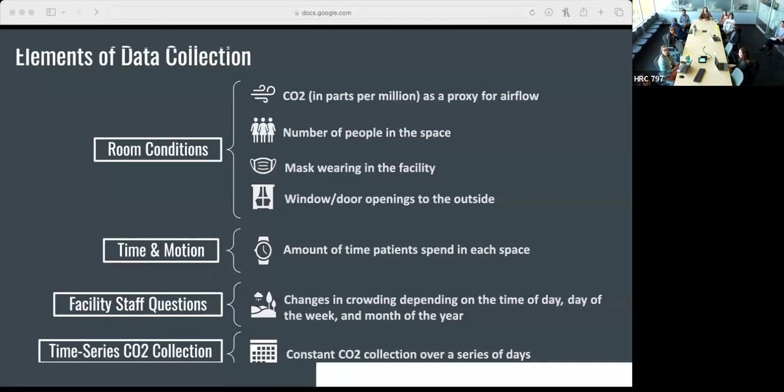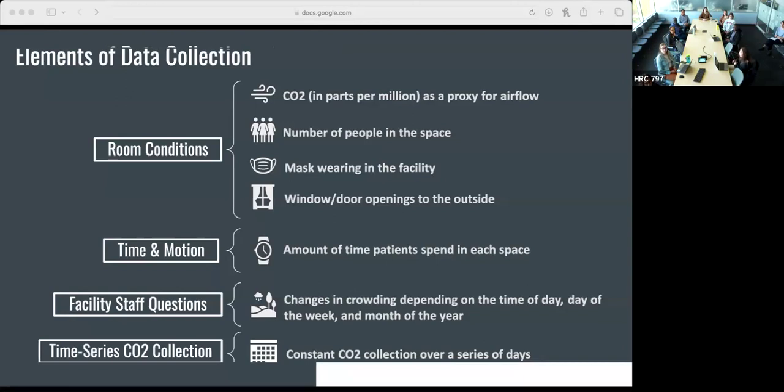So next we'll get into the data collection process. There were 4 different elements to the data collection. So first, we have the room conditions data. This is the data that we collect in every single clinical space that a patient would go into over the course of their treatment. So in each room, we take a CO2 measurement in parts per million as a proxy for airflow, and I'll get more into the CO2 measurements in just a minute.